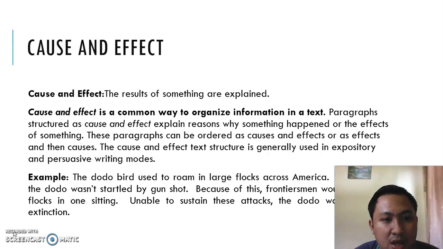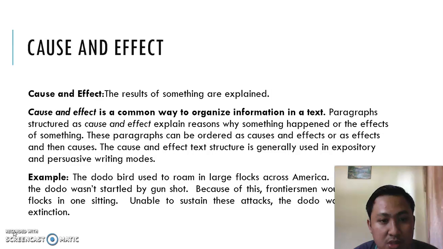Cause and effect. In cause and effect, the result of something is explained. Cause and effect is a common way to organize information in text. A paragraph structured as cause and effect explains a reason why something happened or the effect of something. This paragraph can be ordered as causes and effects or as effects and then causes. The cause and effect structure is generally used in expository and persuasive writing modes.